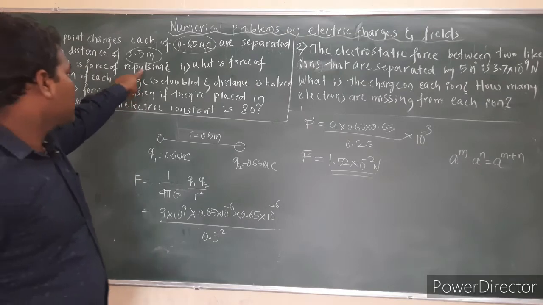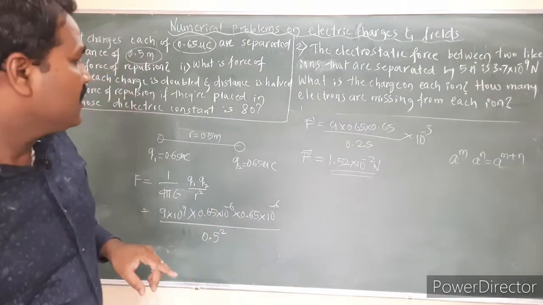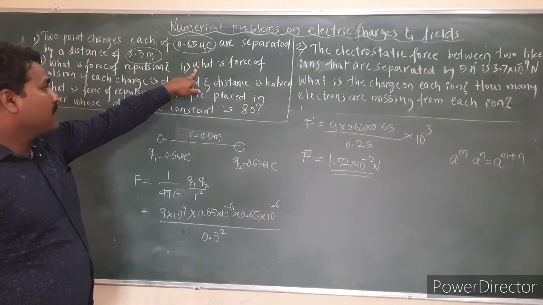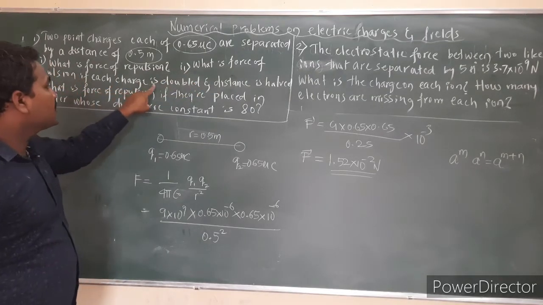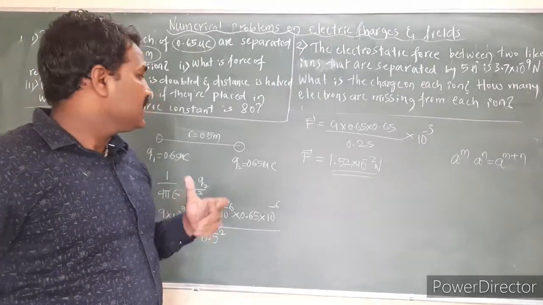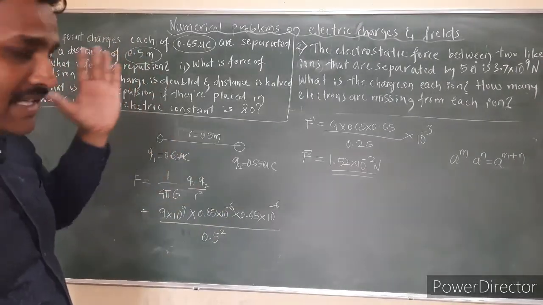So the first part is completed here. Then look at what I will do in the second part. What is the force of repulsion if each charge is doubled and the distance between them is halved, as they are giving here?